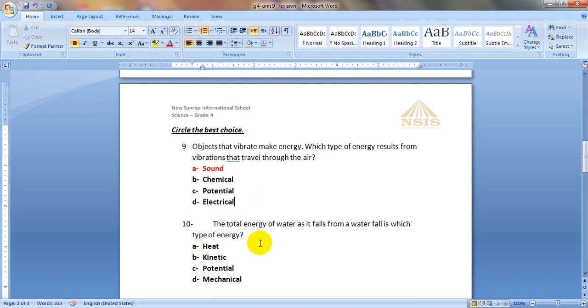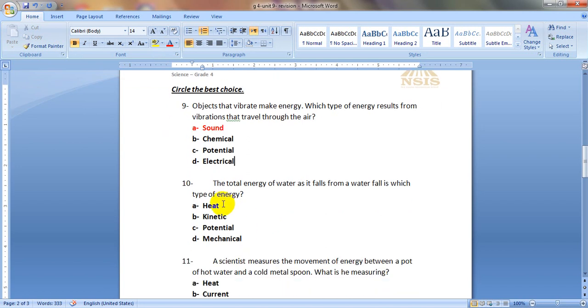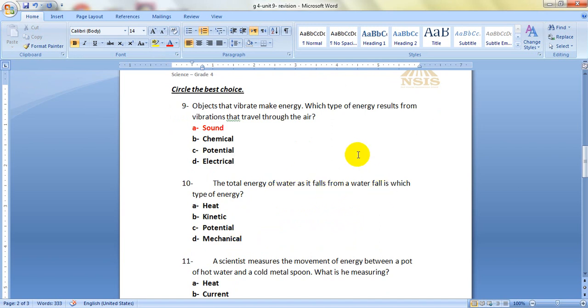Number 10. The total energy of water as it falls from a waterfall is which type of energy? Heat, kinetic, potential, mechanical. When the water is moving in a waterfall, it's kinetic, and when it stills or stops down or even up, it's potential. The total energy of water here will be mechanical energy. Okay, let's move to the next question, number 11.